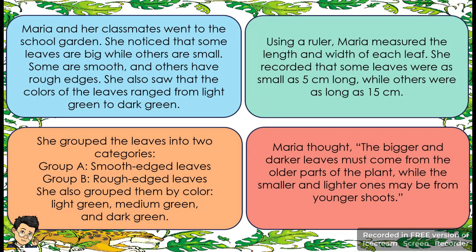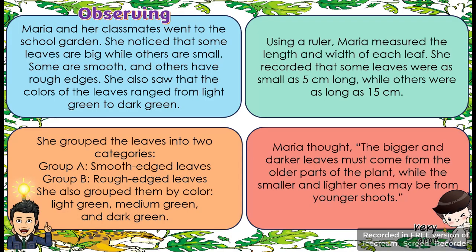Maria and her classmate went to the school garden. She noticed that some leaves are big, while others are small. Some are smooth and others have rough edges. She also saw that the colors of the leaves range from light green to dark green. It is observing.